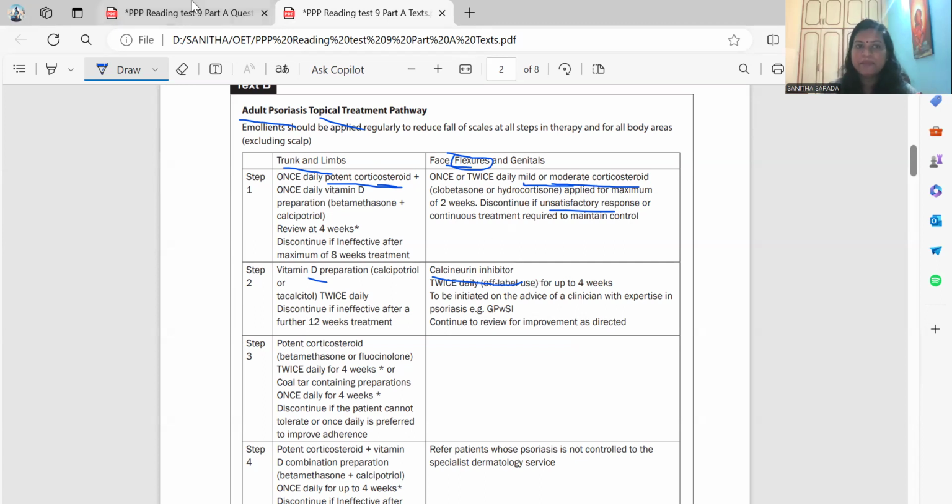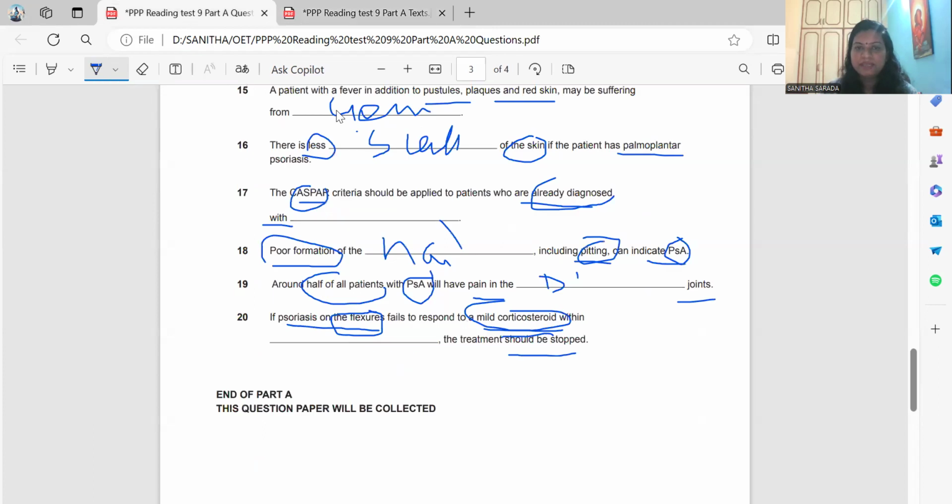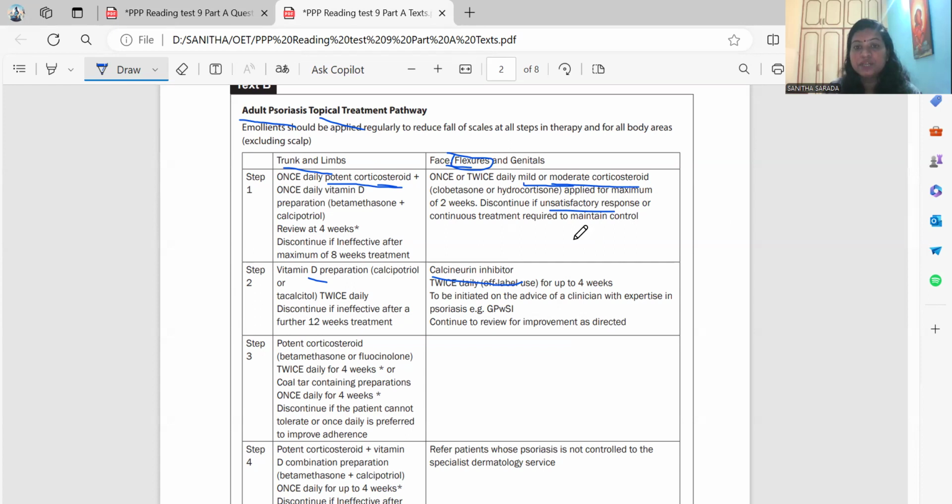What is the answer? Okay, so I will repeat the question once more. If psoriasis on the flexures fails to respond to a mild corticosteroid within that time, the treatment should be stopped. Treatment should be stopped, discontinue. This is everything I have given, and you just have to write the answer. Okay, got it? This is the short answer, sorry, a fill in the blanks question.